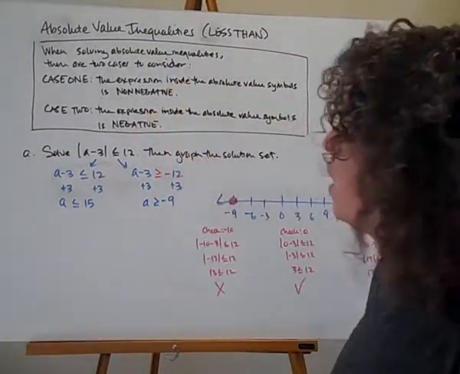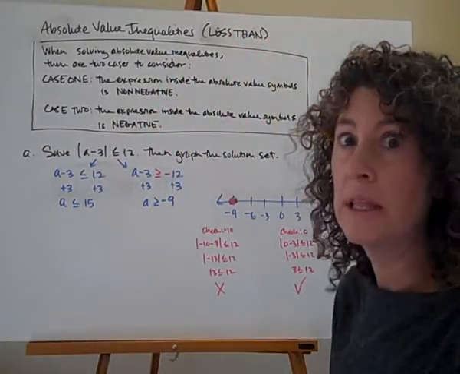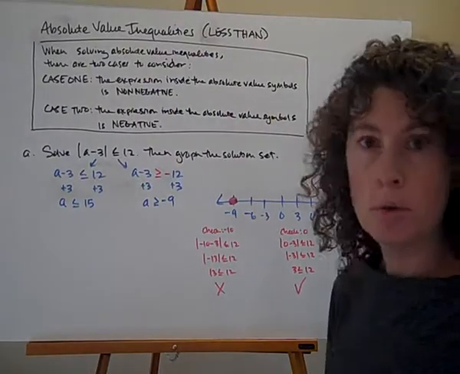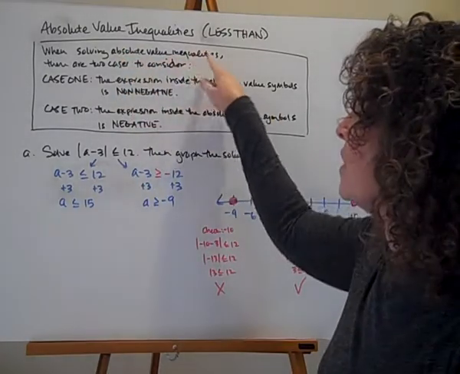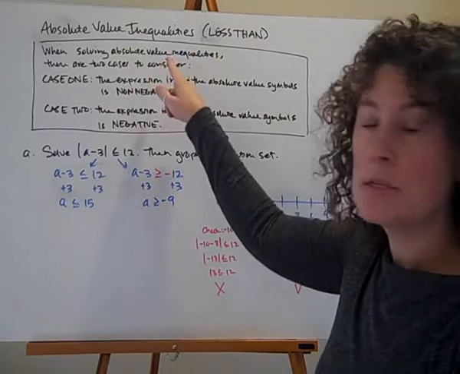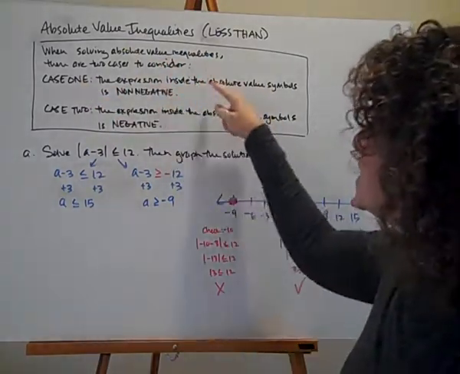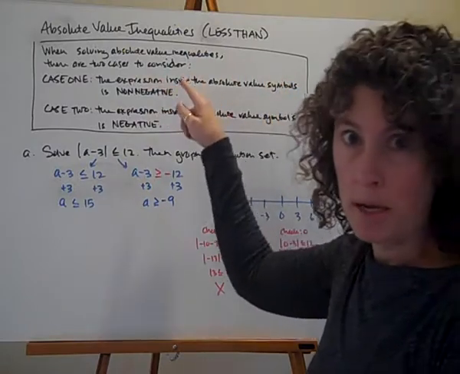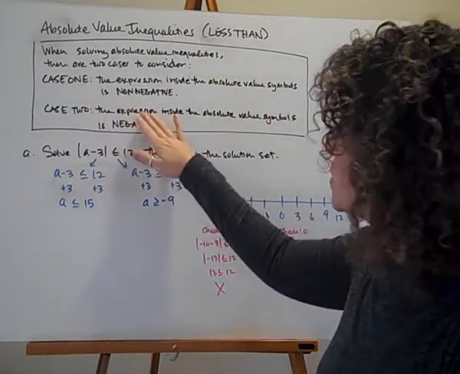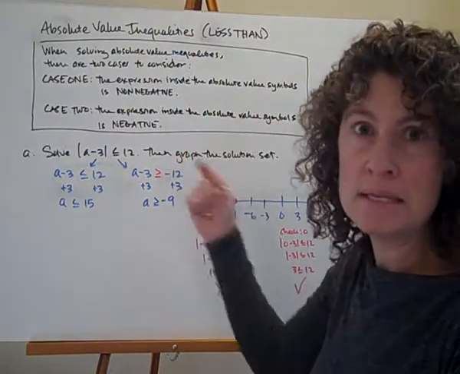Absolute value inequalities, and we're going to talk about ones involving less than for now to start with. When solving absolute value inequalities, there are two cases to consider. Case one, the expression inside the absolute value symbols is non-negative. Or case two, the expression inside the absolute value symbols is negative.